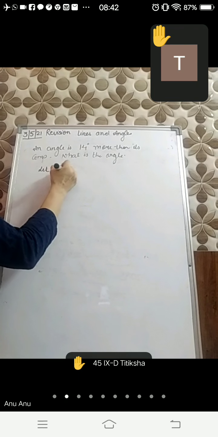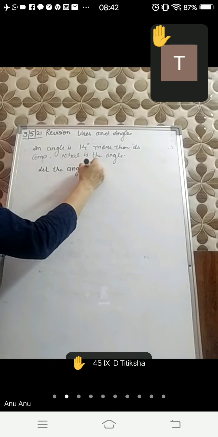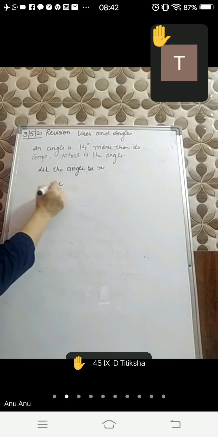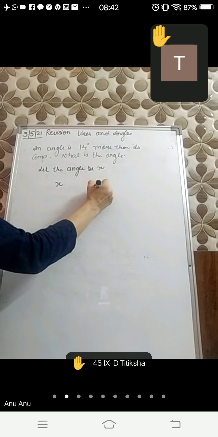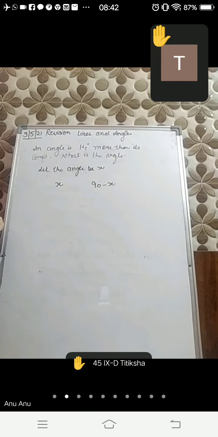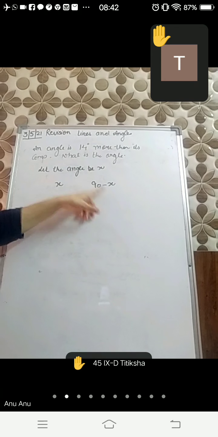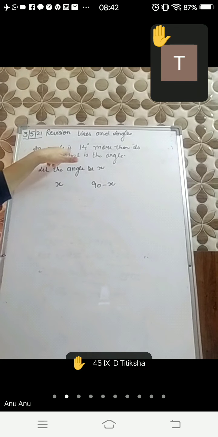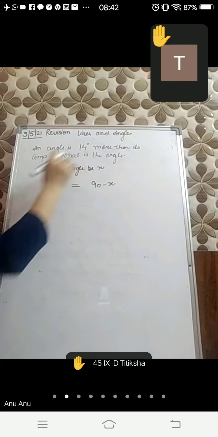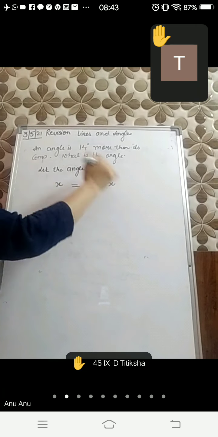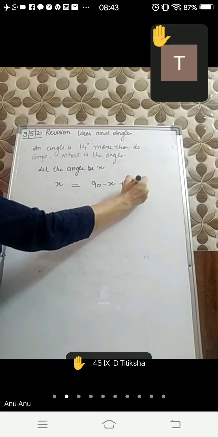Let the angle be x. If the angle is x, then its complement is 90 minus x. Complement of x is 90 minus x. Yes, what is the complement of 0 degree? 90 minus 0, that is 90. Let the angle be x and its complement is 90 minus x. Now, one angle is equal to 14 more than its complement, 14 more than its complement.